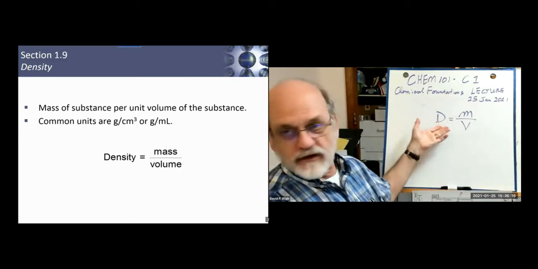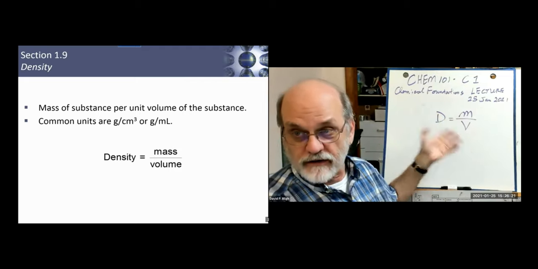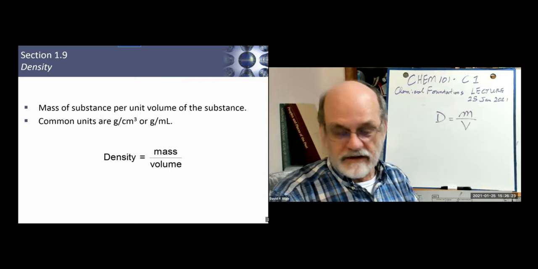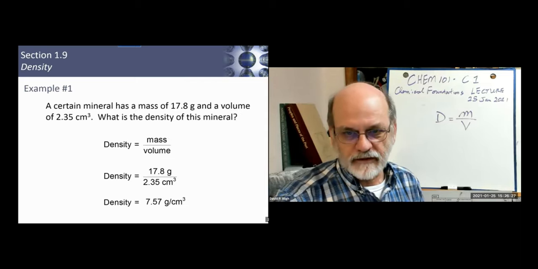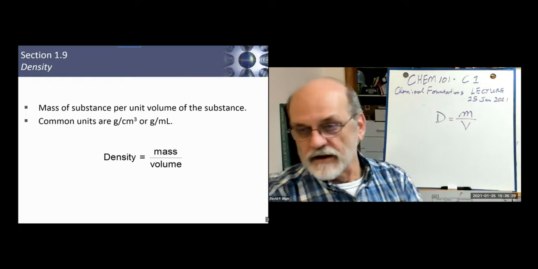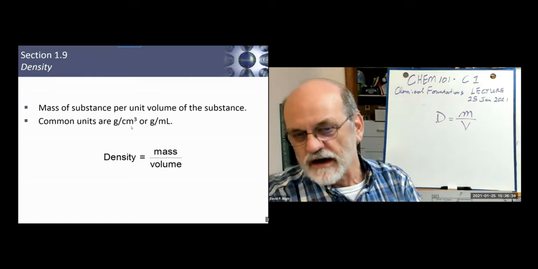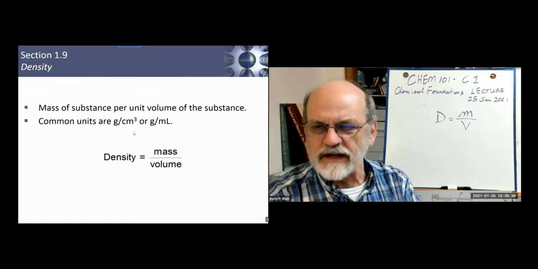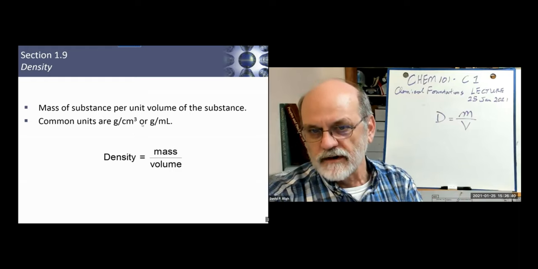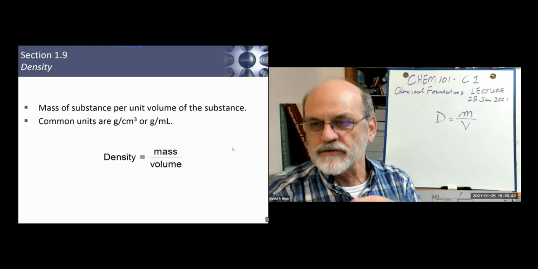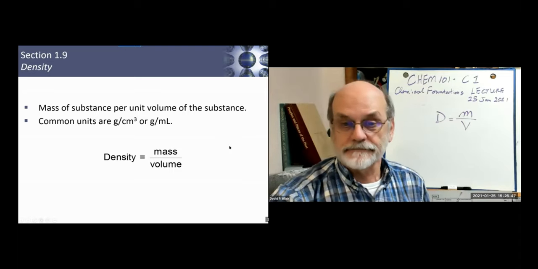So you can either fill in what you know and solve for the unknown, or you can solve for the unknown and then fill in the values that you have. Works either way. But you always need to pay attention to the units of measure. In this case, grams per cubic centimeter is usually reserved for densities of solid materials, where grams per milliliter is used for densities of liquids and gases. That's just convention.